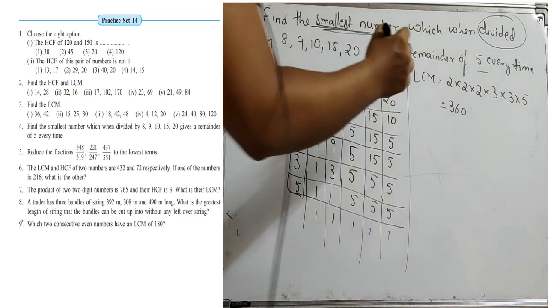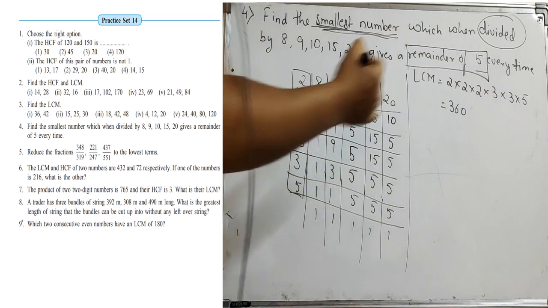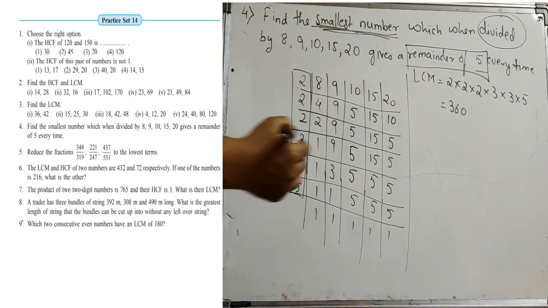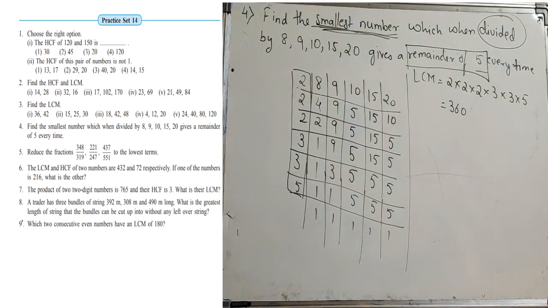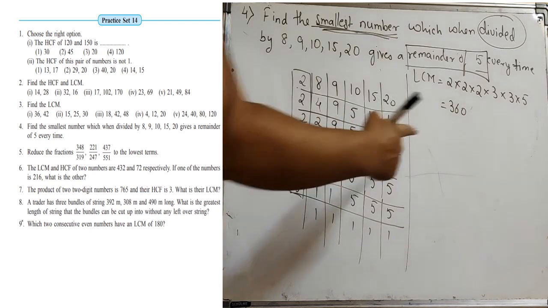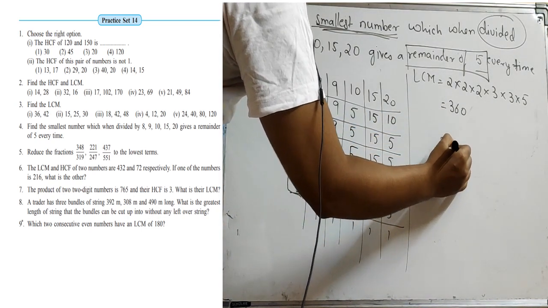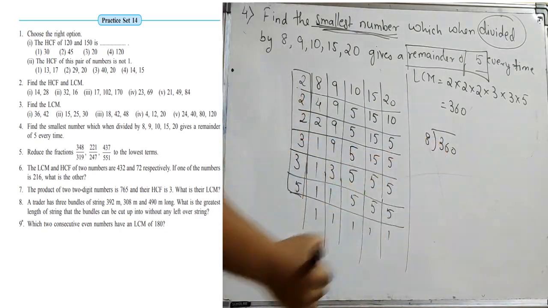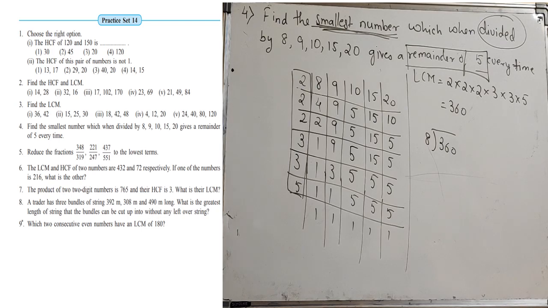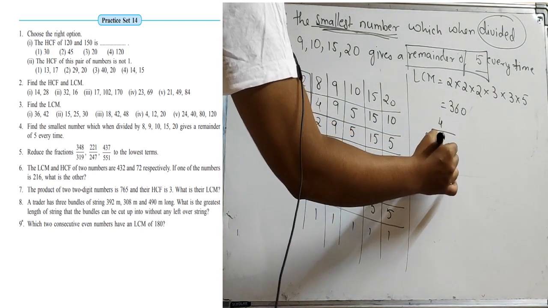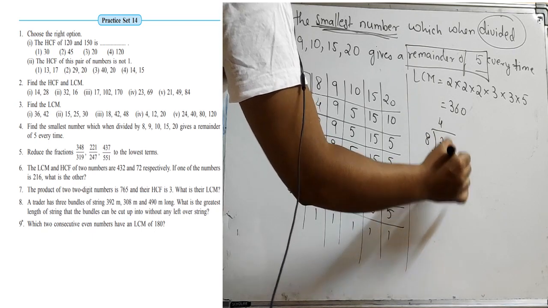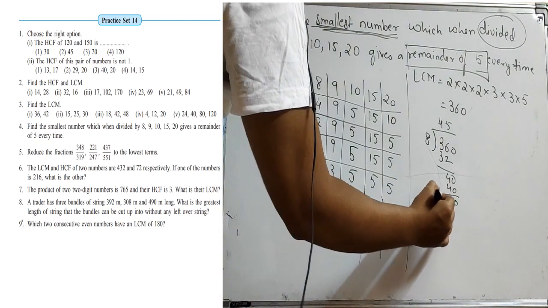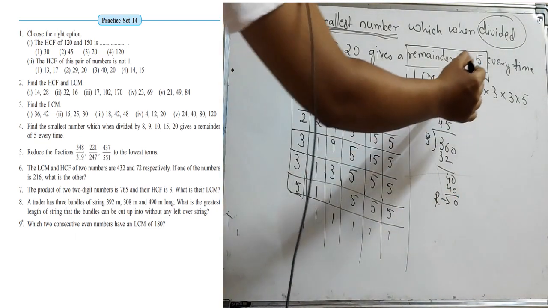But what should be my remainder? 5. So what I'm going to do is I'm going to add 5 to this number. Let us see what happens. See, if I divide 360 by 8, what is the remainder I'm getting? 8 4s are 32, 40, 8 5s are 40. I'm getting the remainder as 0. But what I need is the remainder as 5.